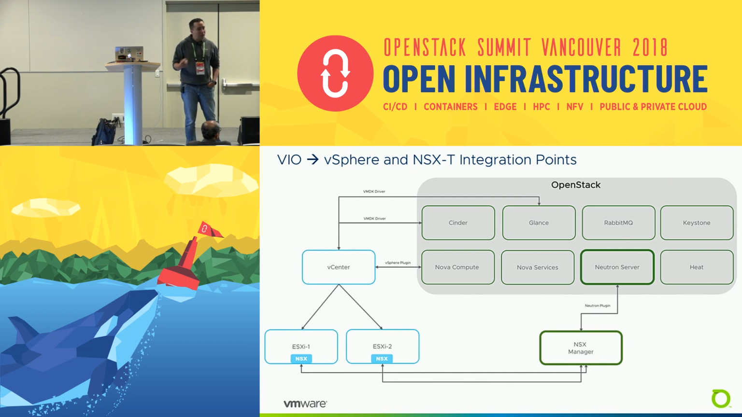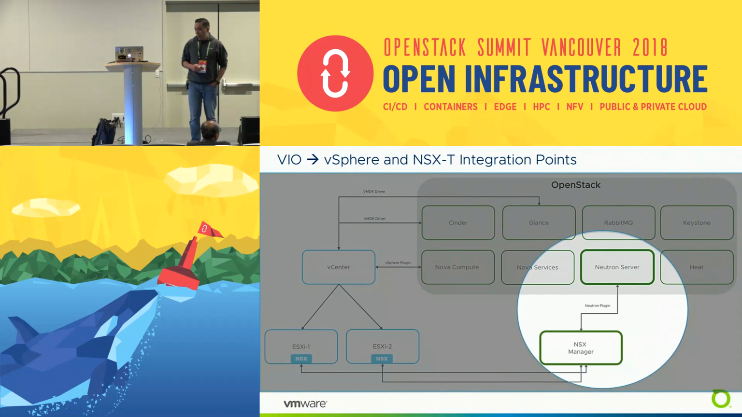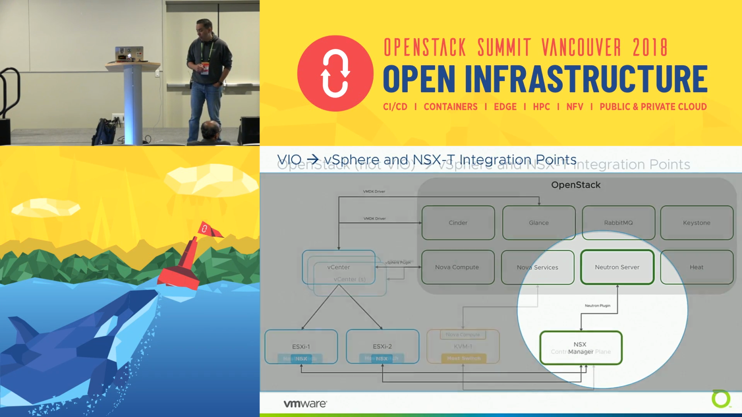We have plugins, just like we have a Neutron plugin that translates Neutron API calls into NSX API calls. We have drivers for Cinder and Glance that do the same on the storage side. And they integrate into vCenter. Okay, so this is what VIO architecture would look like. Obviously, we're gonna focus on the networking services today. So that's what we're gonna be talking about.